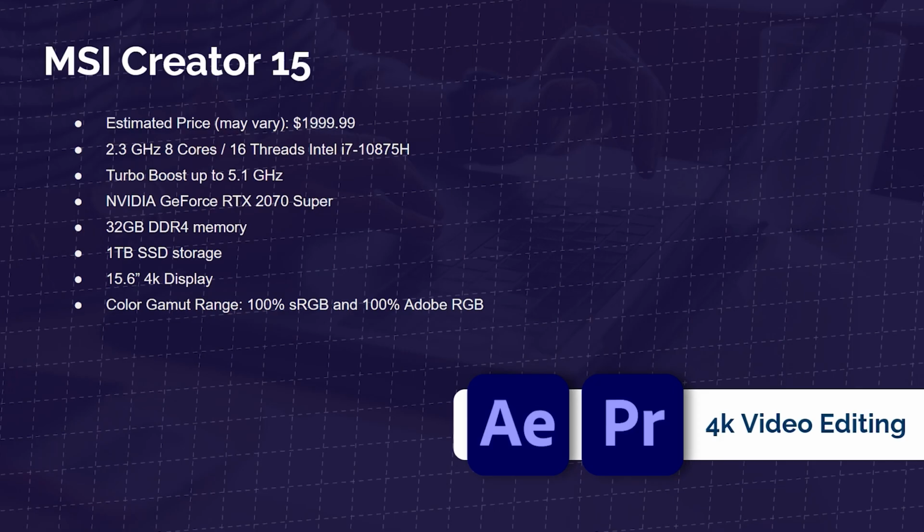This is a laptop that is pretty stacked. Okay, so around $2,000, we're going to have the i7-10875H. This is an 8-core, 16-thread processor. It has the RTX 2080 Super, which is an 8 gig VRAM GPU, 32 gigs of RAM, 1 terabyte of SSD, and a 4K display with 100% sRGB and 100% Adobe RGB. If you're looking to spend around $2,000, I mean, this laptop is a really good buy.